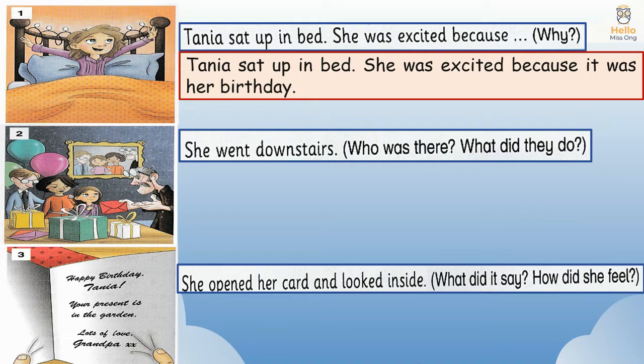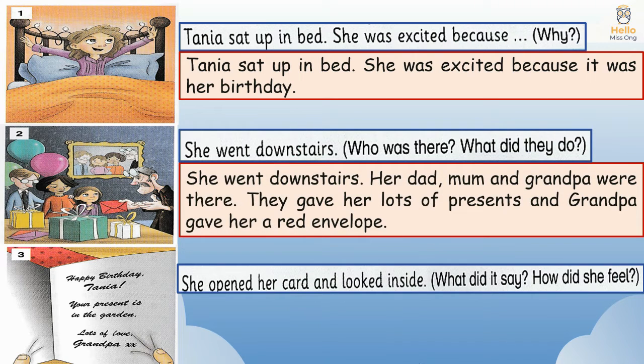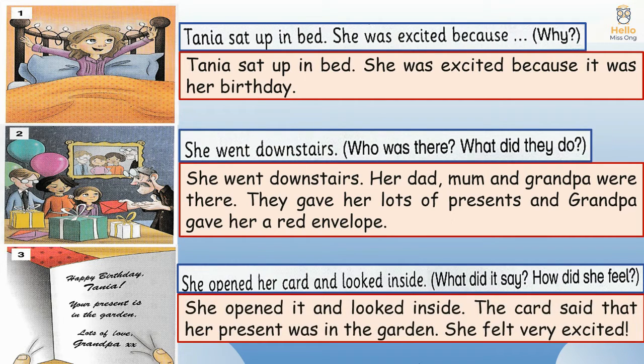Picture 2. She went downstairs. Who was there? What did they do? She went downstairs. Her dad, mom, and grandpa were there. They gave her lots of presents, and grandpa gave her a red envelope. Picture 3. She opened her card and looked inside. What did it say? How did she feel? She opened it and looked inside. The card said that her present was in the garden. She felt very excited.